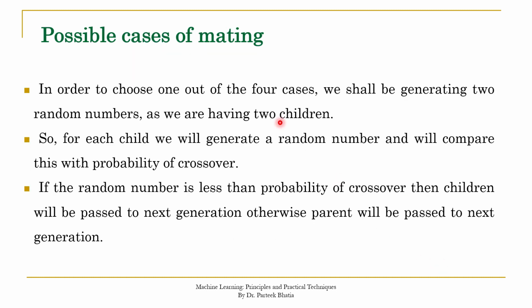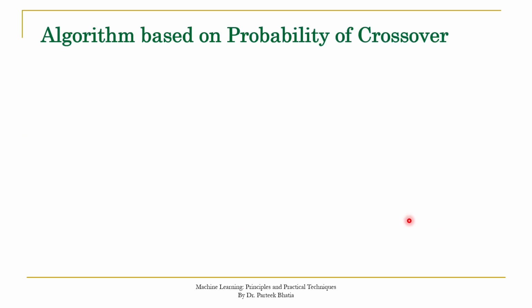And in order to implement this concept, we have to use the concept of random number and probability of crossover. If random number is less than the probability of crossover, then children will be passed to the next generation. Otherwise, parent will be passed. So this is very important: random number is compared with the probability of crossover, and if probability of crossover is more, then children will be passed, otherwise parent will be passed to the next generation.